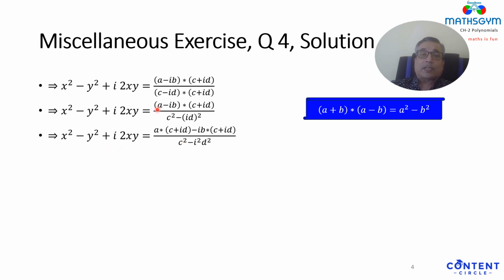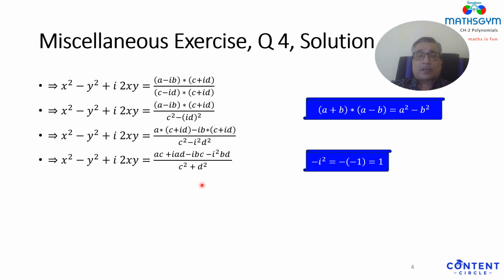Numerator, let's expand as the normal bracket expansion: a times (c plus id) minus ib times (c plus id). The denominator has become c square minus i square d square, and you know that i square is minus 1, so minus of minus 1 will become plus 1 in the next step. So the denominator has now become c square plus d square.